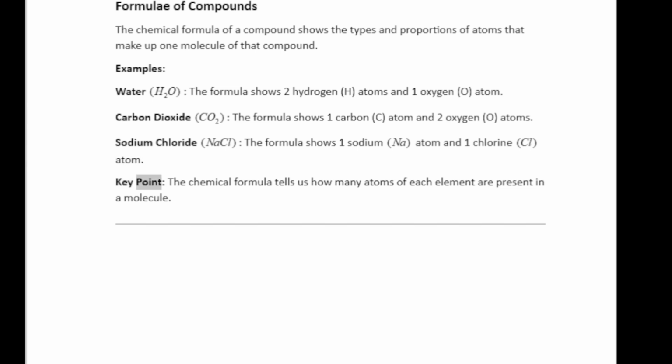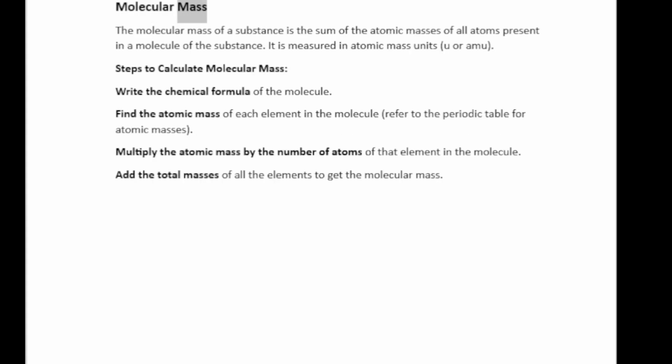Key point, the chemical formula tells us how many atoms of each element are present in a molecule. Molecular mass. The molecular mass of a substance is the sum of the atomic masses of all atoms present in a molecule of the substance. It is measured in atomic mass units, U or AMU.